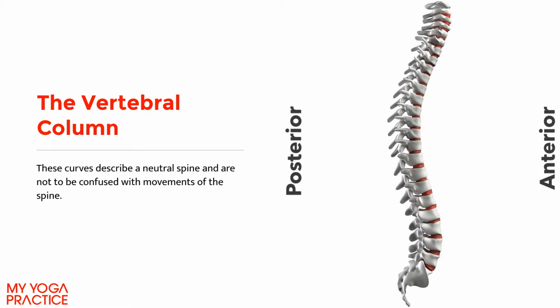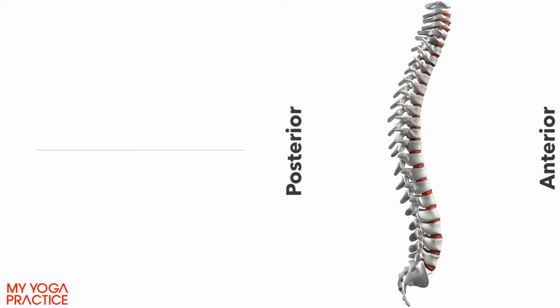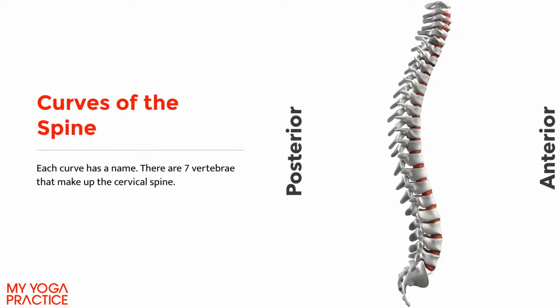These curves describe a neutral spine and are not to be confused with movements of the spine, which can go in all different directions. Each curve has a name. There are 7 vertebrae that make up the cervical spine, that's your neck.